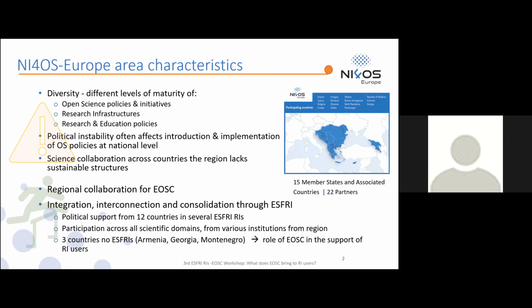On the other hand, there are also some strengths and some things we can build upon, and this is certainly the fact that the NI4OS Europe project is a de facto regional collaboration for EOSC, and it is a project that works on a regional level in a very systematic way. In parallel, we have this strong presence in the ESFRI ecosystem. Most of the countries that participate in NI4OS Europe are represented in several ESFRI research infrastructures, on several domains, and in only 3 countries there are currently no ESFRIs. This makes this discussion even more important and also gives an additional idea on how we could structure and organize this ESFRI-EOSC collaboration from now on, also in our region.